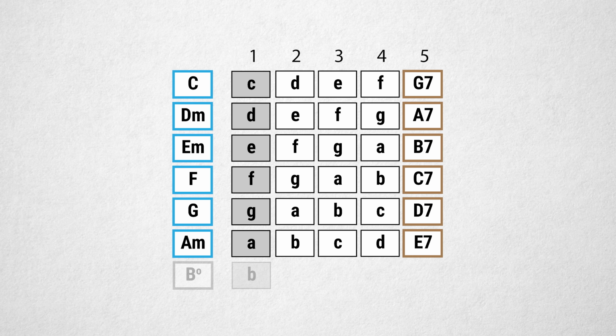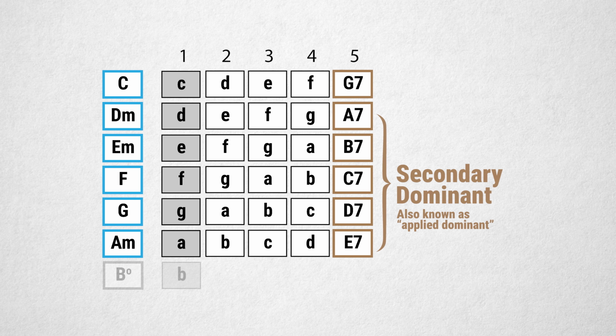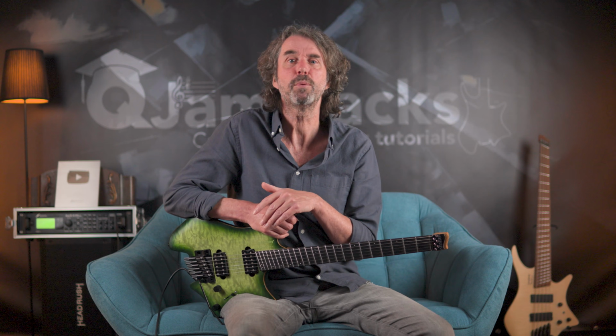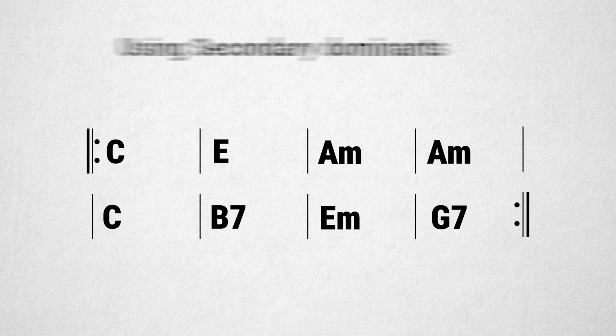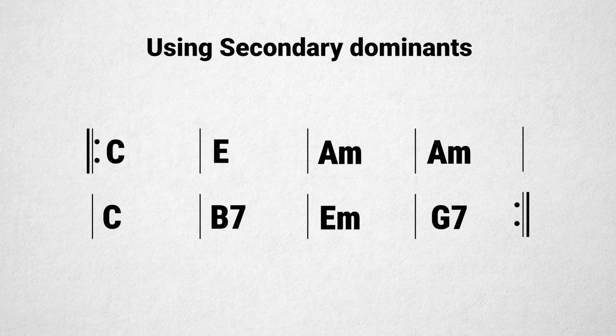Now the name of these outside-the-key dominants is secondary dominant. As an example, we could play this progression in C major: C, E, A minor, C, B7, E minor, and G.